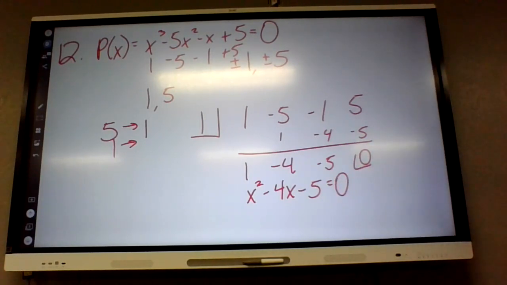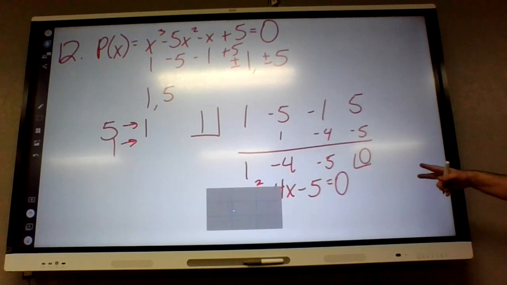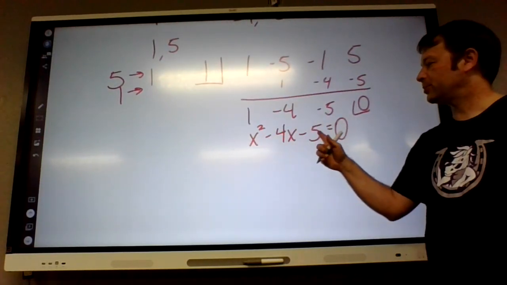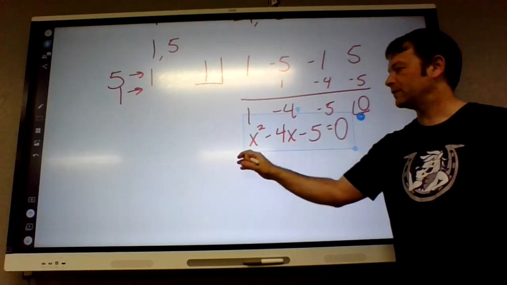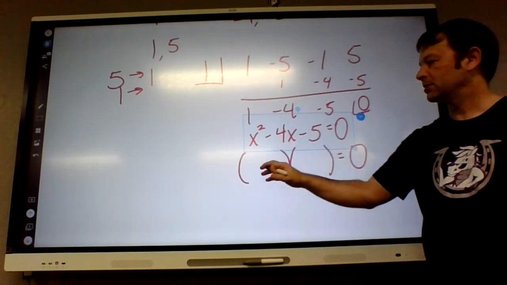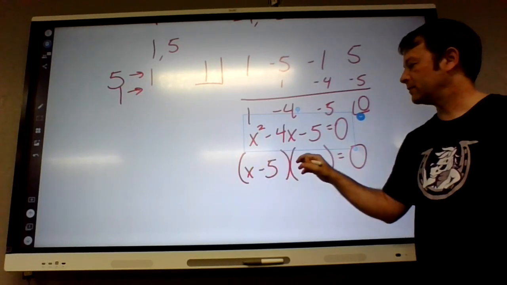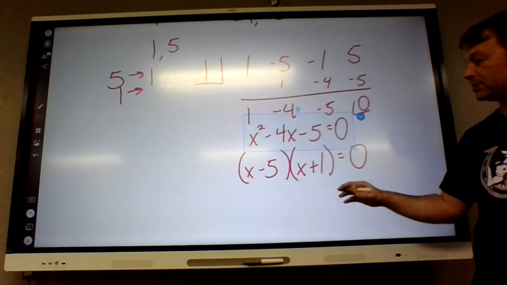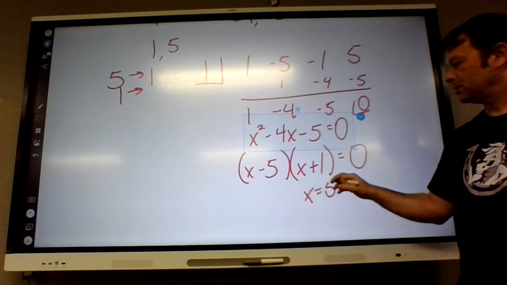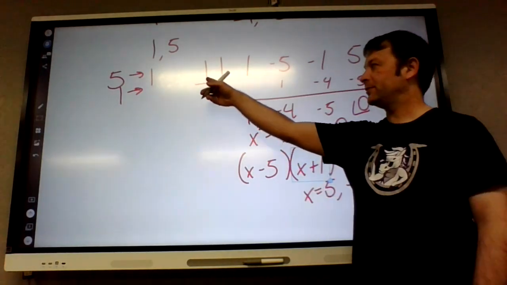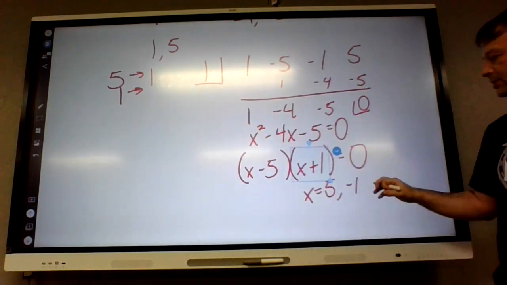Okay, this one's going to come out nice too, kind of like number 11, because this factors. What multiplies into negative 5 that adds up to negative 4? Negative 5, positive 1. So what x values make these factors equal 0? Negative 1, 5. Okay, yeah. 5, negative 1, and we have to throw in the 1 from earlier that worked.